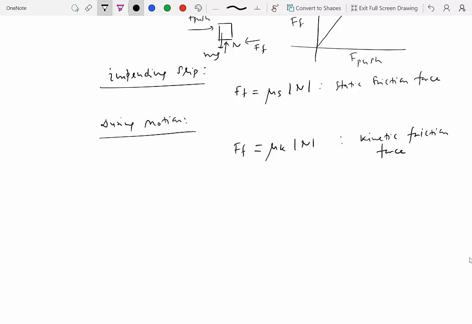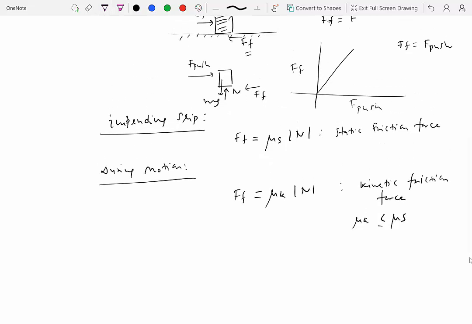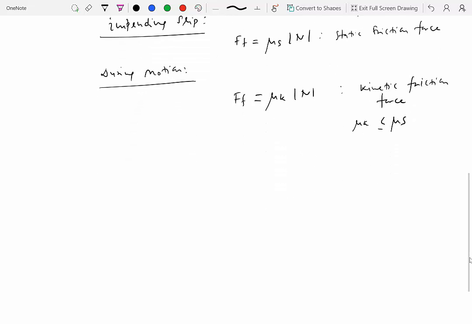Okay, now this is interesting. Most of the time we say that mu k is less than or equal to mu s. But for dry metals, if you take two dry metals, mu k is almost always equal to mu s. And all of these are empirical equations. These are basically models of a very complex physical phenomenon where you have two objects sliding on top of each other, and people are still researching what that phenomenon is.